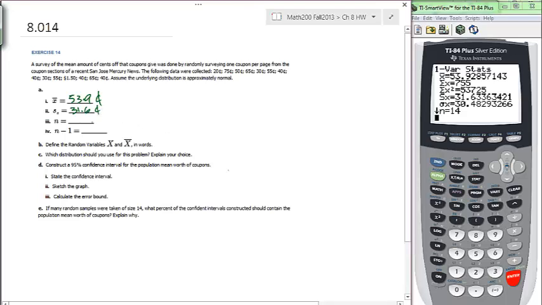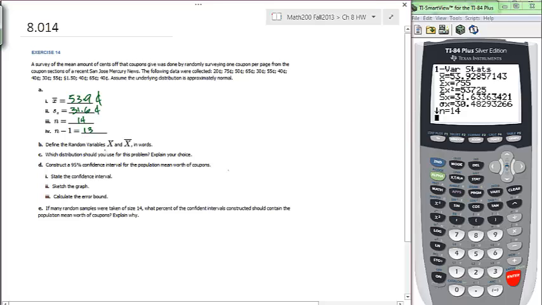And our n is 14. n minus 1 is 1 less, that's 13. It's kind of strange to ask for n and n minus 1, but n minus 1 happens to be an important number for certain distributions, like in this case we're actually going to be using a t distribution.